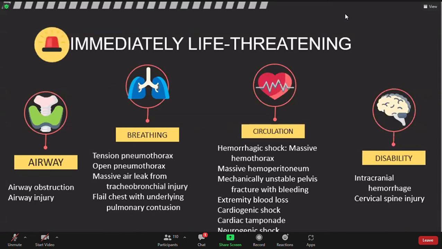Pneumothorax is an abnormal collection of air in the pleural space.